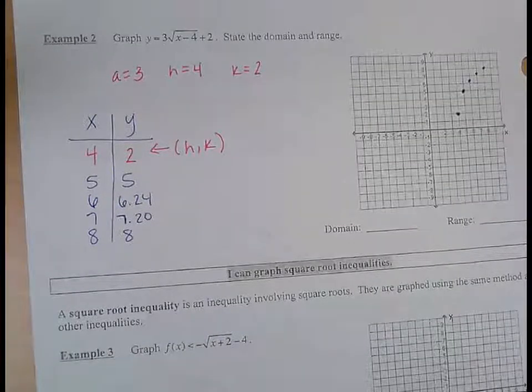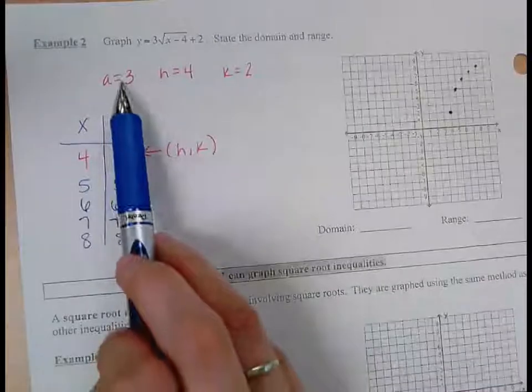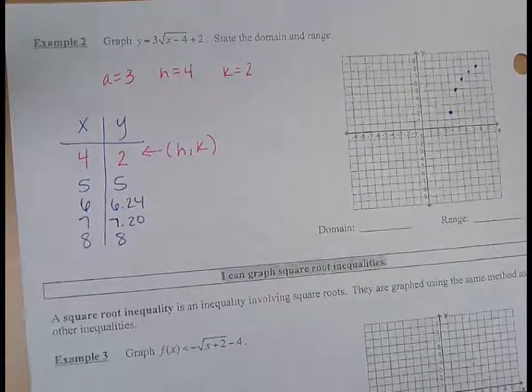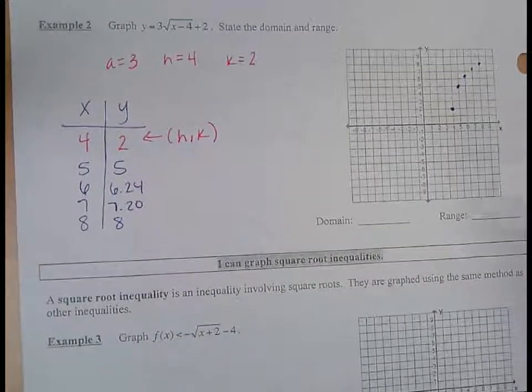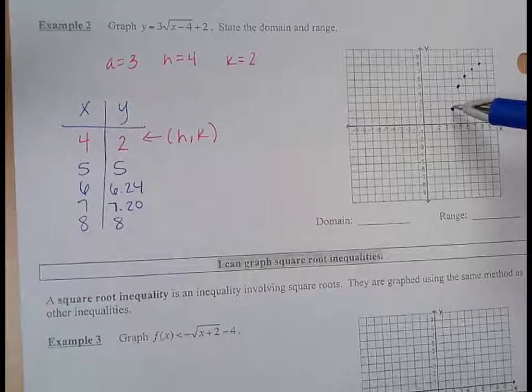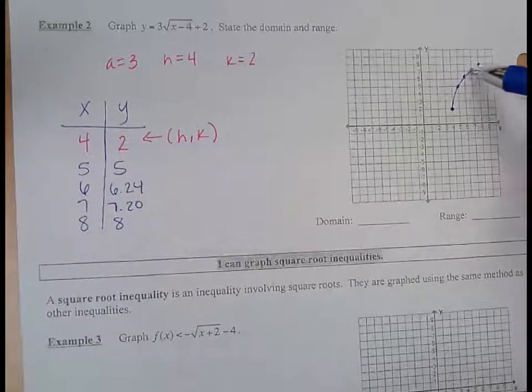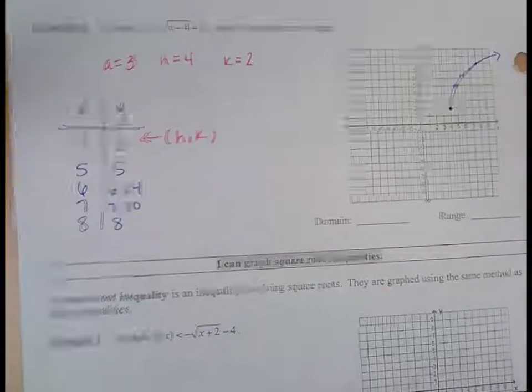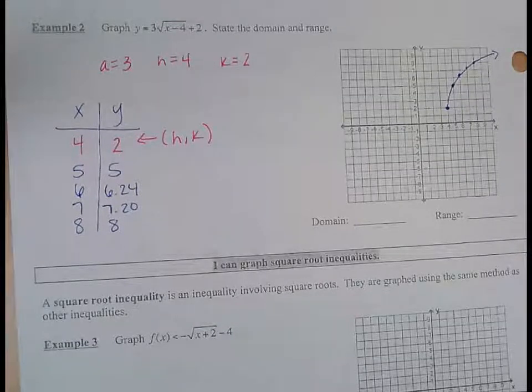Okay, so this is a steeper curve because of the a value of 3. That's stretching it vertically, so it is a lot steeper than the one that was on the front side of the sheet. But I start at (4, 2), and I just draw a curve through those points, and then make sure there's an arrow at the right end of it. And that's a graph of that square root function.